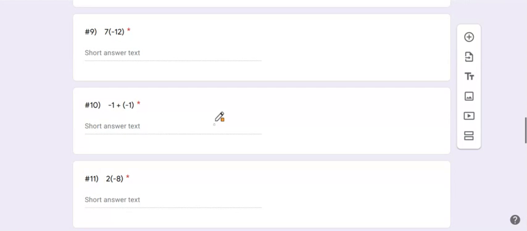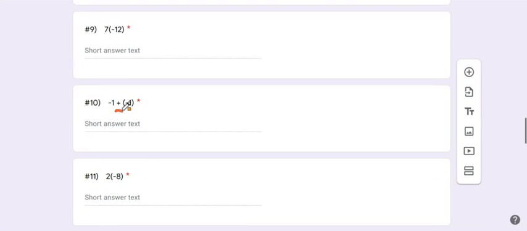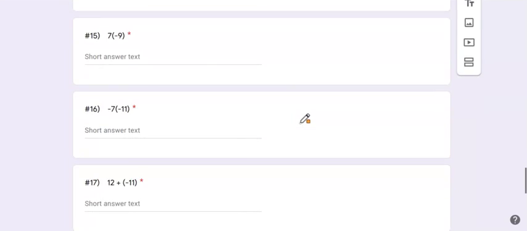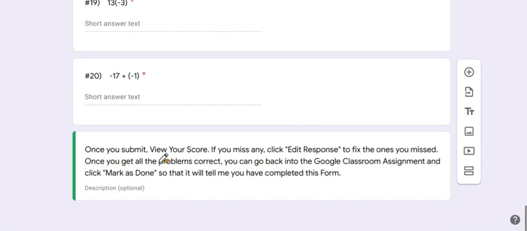Number 10, negative 1 plus negative 1. I see that I'm adding, so I'm going to use my add rules because I'm adding. So same signs. Yep, they have same signs. 1 is negative, 1 is negative. Same signs add, keep the sign. So negative 1 plus negative 1 is negative 2. Okay, you can finish the rest like it says at the very bottom. Once you submit, view your score. If you missed any, click edit response to fix the ones that you missed. Okay, you need to fix the ones that you missed so that you make your corrections and you get every problem correct. Okay, you should get every problem correct because you're able to edit your response.